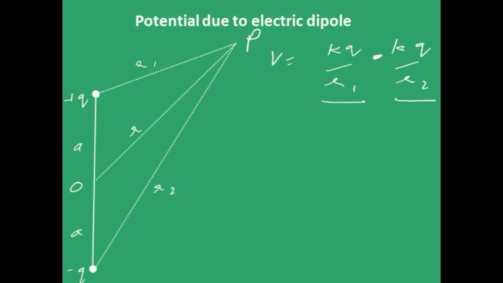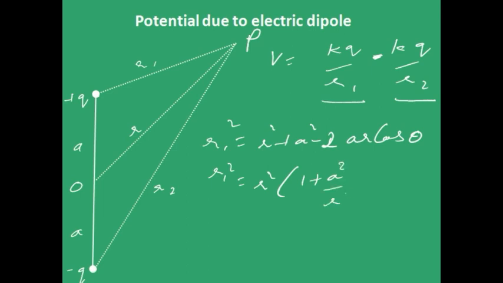Well, this holds, but I want to write it in simpler terms. Take this triangle plus Q, P and O. There, if I apply the cosine rule, I'll get R1 square is equal to R square plus A square minus 2AR cos theta. This is just by cos rule, and I'll write it in other terms: R1 square is equal to R square of 1 plus A square by R square minus 2A cos theta by R. Well, everything is fine till now.